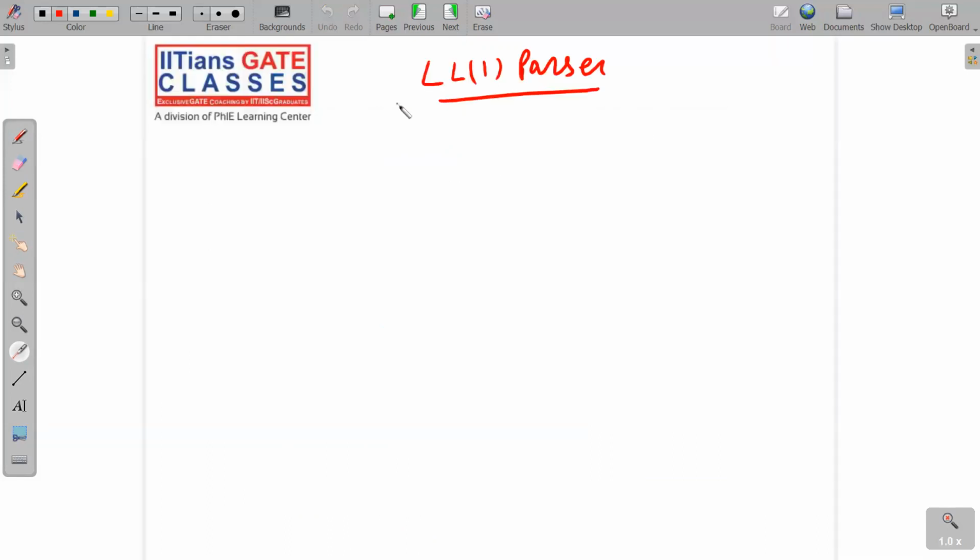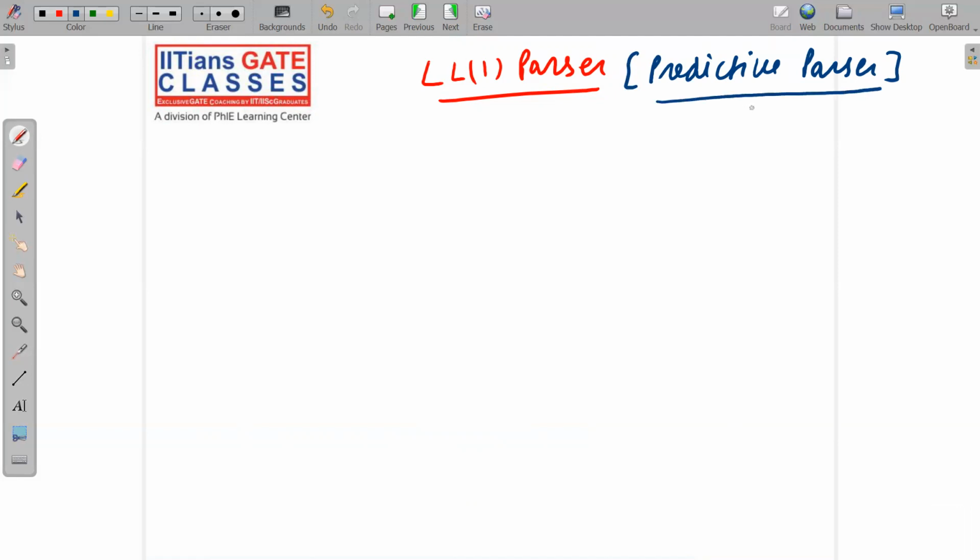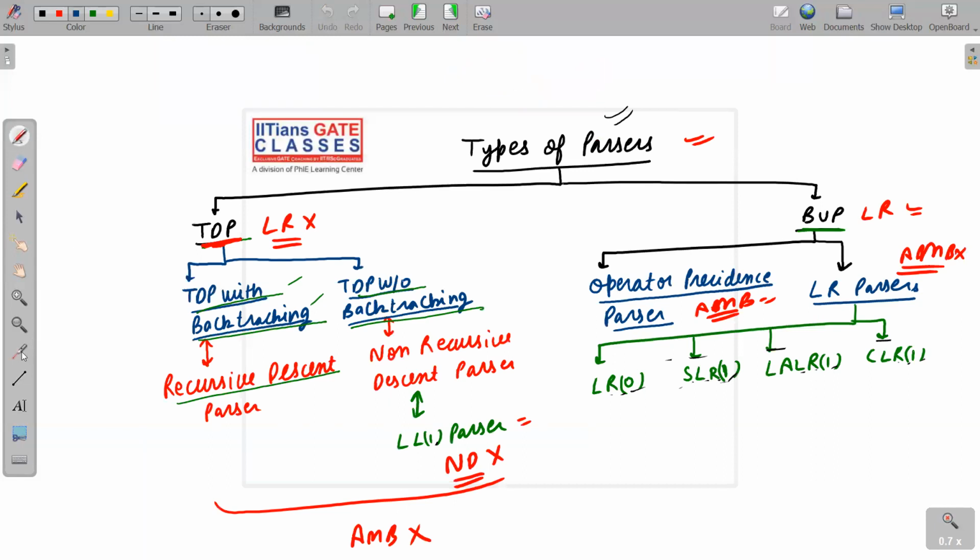Let me write the name. LL1 parser is also known as predictive parser. Why are we calling it a predictive parser? Because it can predict very well which production to choose. That means there is no backtracking, hence it is known as predictive parser. So we have a total of 4 different names for the LL1 parser. First is top-down parser without backtracking. Next is non-recursive descent parser. Next is LL1 parser, and next is predictive parser.